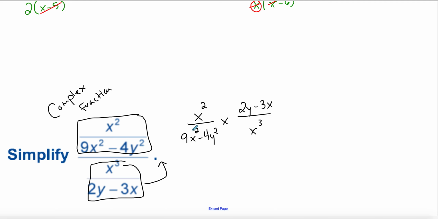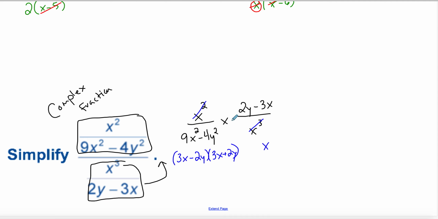Okay. So x squared doesn't do anything, 2y minus 3x doesn't do anything, x cubed doesn't do anything. This is the one that we have to factor out. Okay, so we'll have 3x minus 2y, and then 3x plus 2y. Okay, this is difference of squares. This is a perfect square, this is a perfect square, so we have difference of squares. Okay, so if I think about just common factors, that x squared will cancel with two of those, so I'll just have an x left down there.